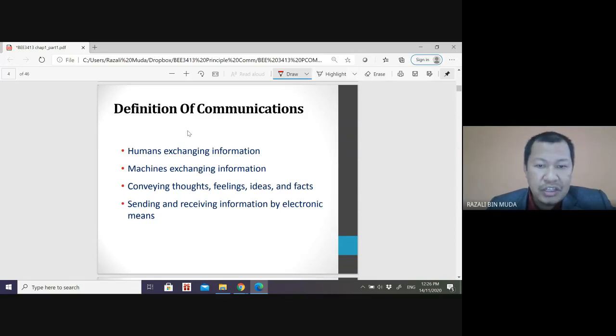Also, the exchanging of information between machines, and conveying thoughts, feelings, ideas, and facts. So the information includes conveying thoughts, feelings, ideas, and facts, and also involves sending and receiving information by electronic means. Okay, so this is actually what we are going to discuss further, the exchanging of information electronically.